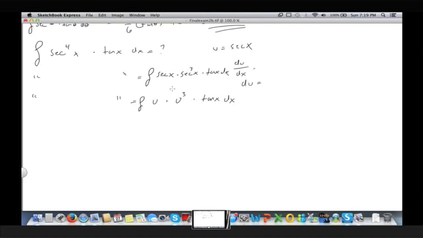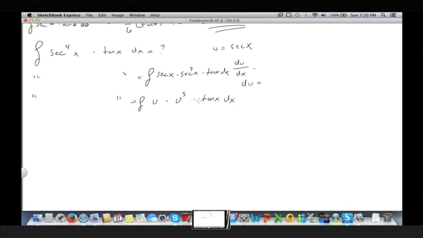Yep, there is now, because you used the clever trick of rewriting secant to the fourth as secant times secant cubed. So there didn't used to be a secant times tangent there, but you've used a clever trick. Why did you do that? Presumably so you'd have a secant times tangent there. So u equals secant x is a good substitution because its derivative is now in the integral.